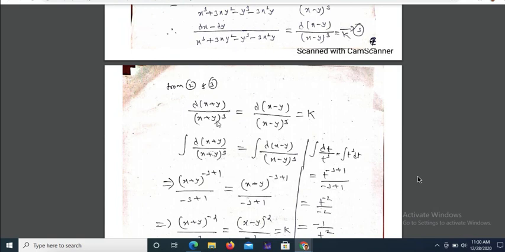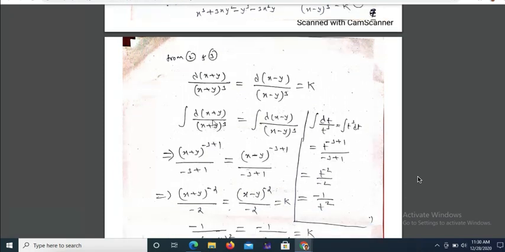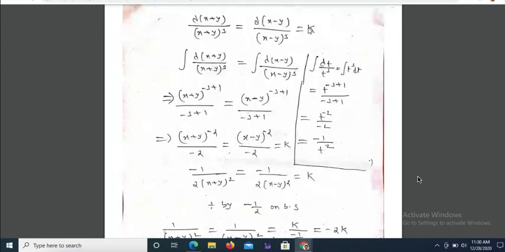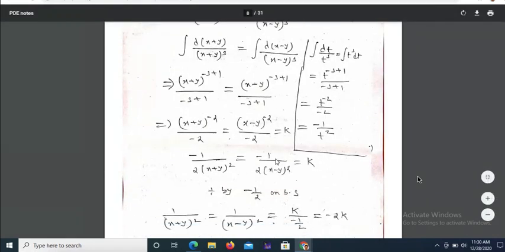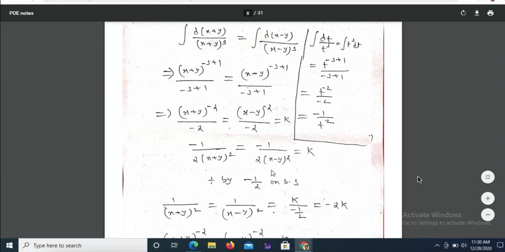If you integrate these two, you know that it is dt by t cube. If you consider x plus y as t, dt by t cube, what will you write? You will get minus 1 by t square. So as it is, I have taken dt by t cube as t power minus 3 plus 1 divided by minus 3 plus 1. Here also, the same, dt by t cube, t power minus 3 plus 1 divided by minus 3 plus 1, equal to some k on the right side. So hence we got minus 1 by 2 into (x plus y) whole square minus 1 by 2 into (x minus y) whole square equal to k.